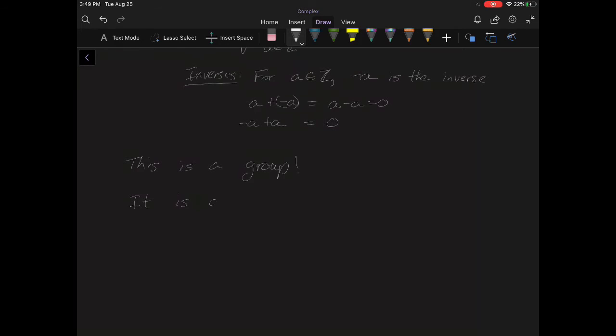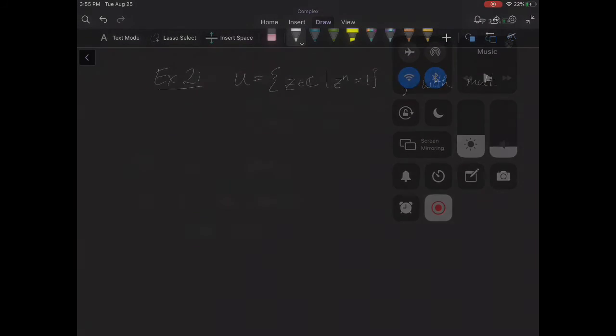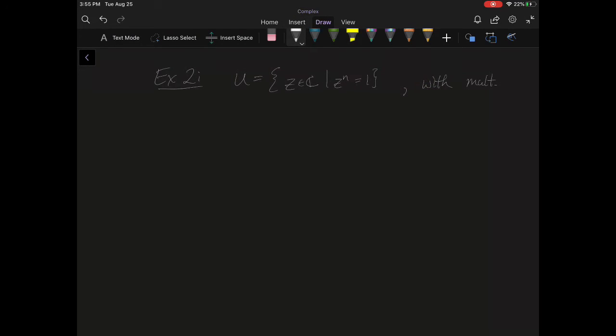Now, this group is also abelian. So that's just because if I take 2 plus 5, that's the exact same as 5 plus 2. Right? It's going to be 8 no matter which way we add things.